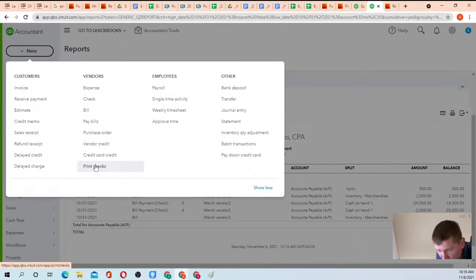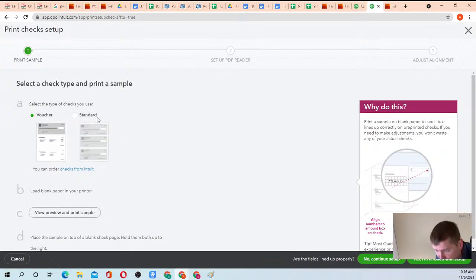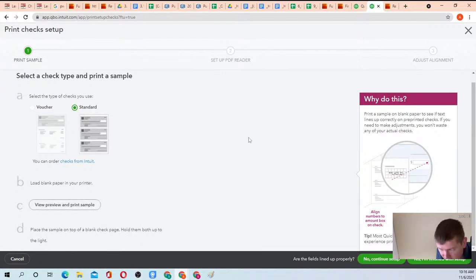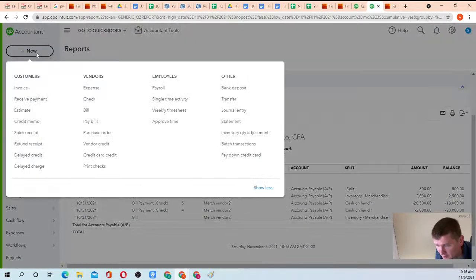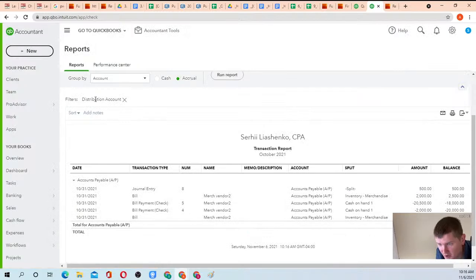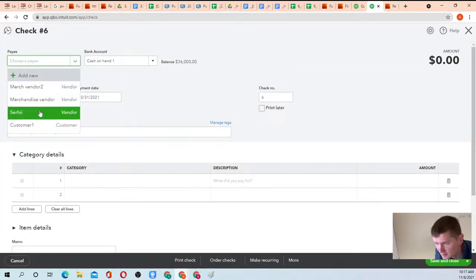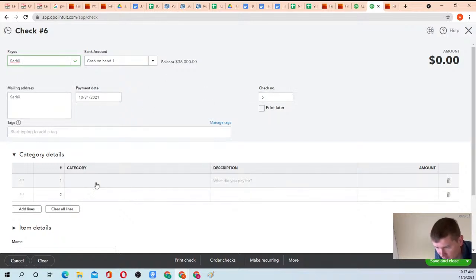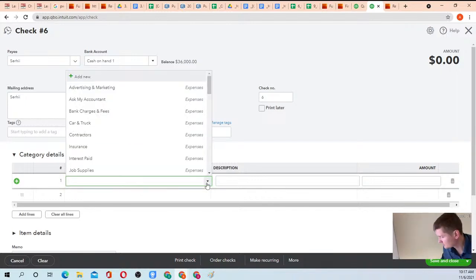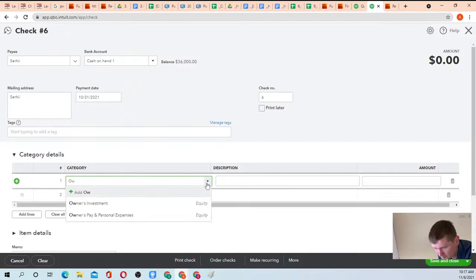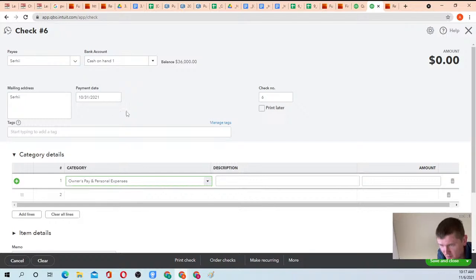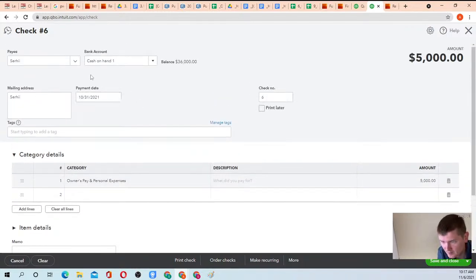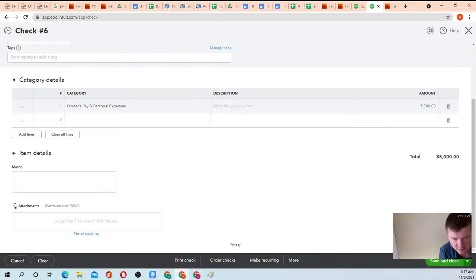Okay, QuickBooks says we have to do that through print checks, standard. What? Okay, I don't like that option. Okay, maybe check. Owner's pay and personal expenses. And let's say we did 5,000. Okay, so we paid it. Let's save and close it.